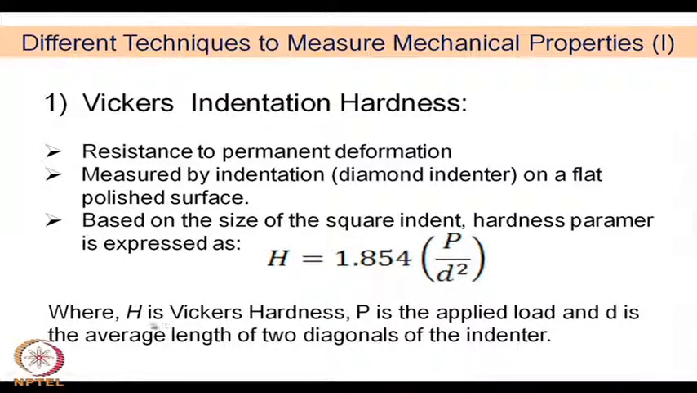So, H is the Vickers hardness, P is the applied load and D is the average length of the two diagonals of the indent. It is a square indent and you have to find out the two diameters in the orthogonal directions and take the average of it. So, that is a very simplified formula for measuring the Vickers indentation hardness.